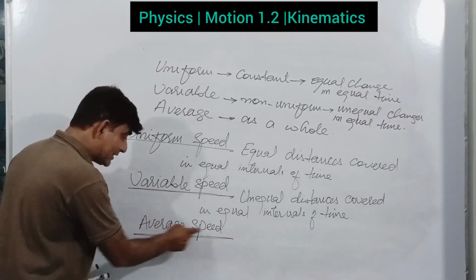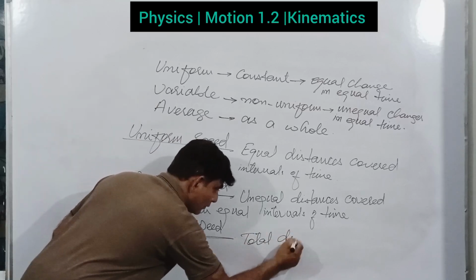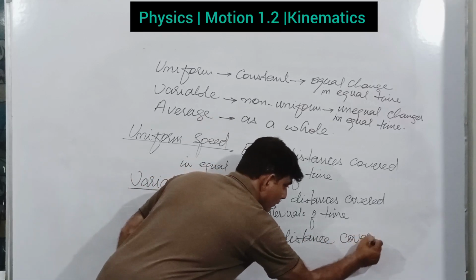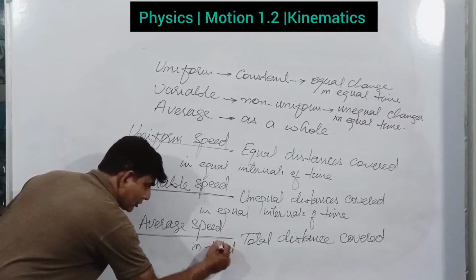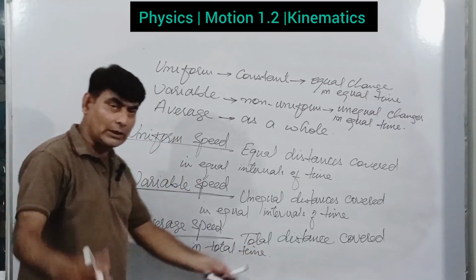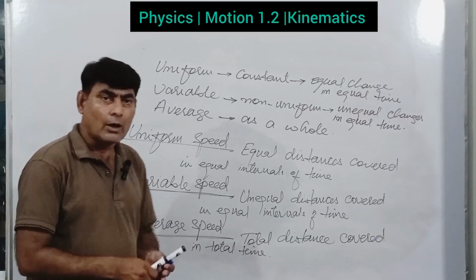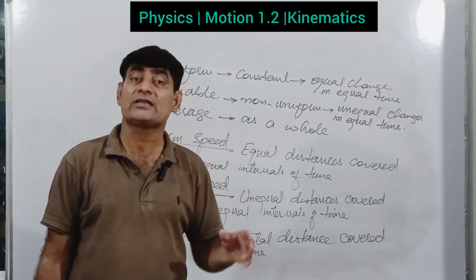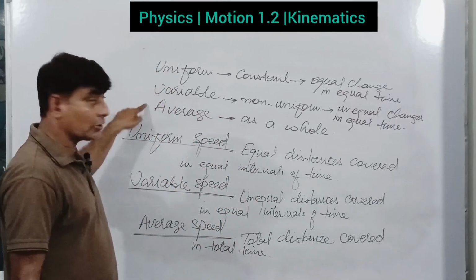So average speed, total distance covered in total interval of time, or just write down in total time. Okay, total distance covered in total time. This is average speed. Now listen. Once you remember these words in different terms, physical terms, we can explain different terms on the basis of these three numbers.